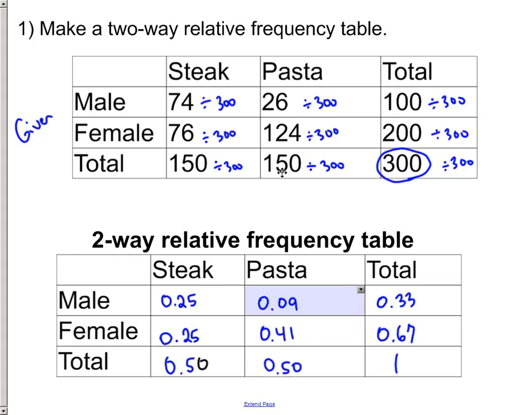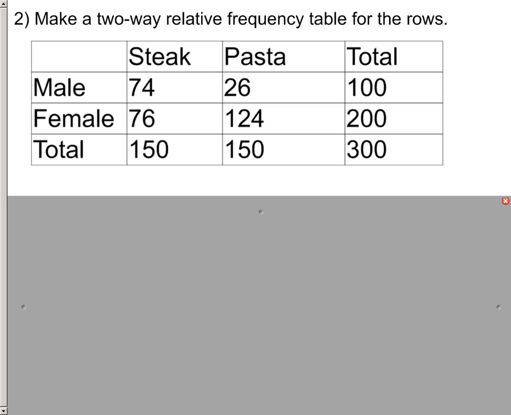How do we know that? Well, 150 people out of 300 chose pasta. So that makes sense. This is talking about actual people count. This is talking about percentage, and we write it as a decimal. Number 2 is actually a little bit easier. Again, this was your given table here. This was given, so this is not new information.